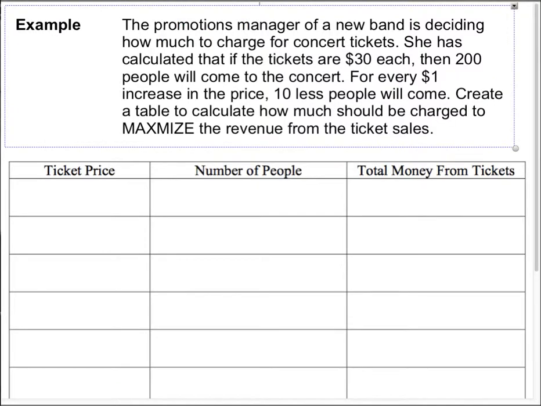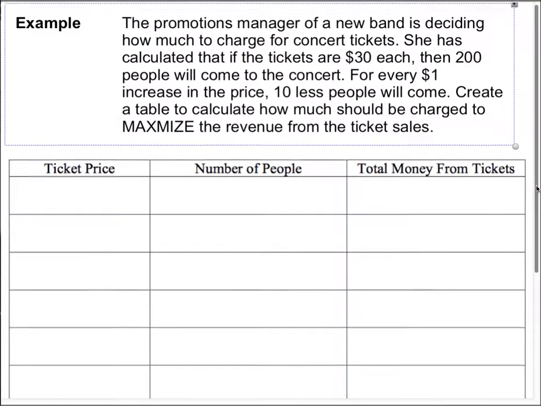Now we're going to look at a particular relationship, and then you're going to look at a few more for homework. Here's an example of a real life, in air quotes, situation where we're going to use quadratic relations. The promotions manager of a new band is deciding how much to charge for concert tickets. She has calculated that if the tickets are $30 each, then 200 people will come to the concert. For every $1 increase in the price, 10 fewer people will come. Create a table to calculate how much should be charged to maximize the revenue from ticket sales.